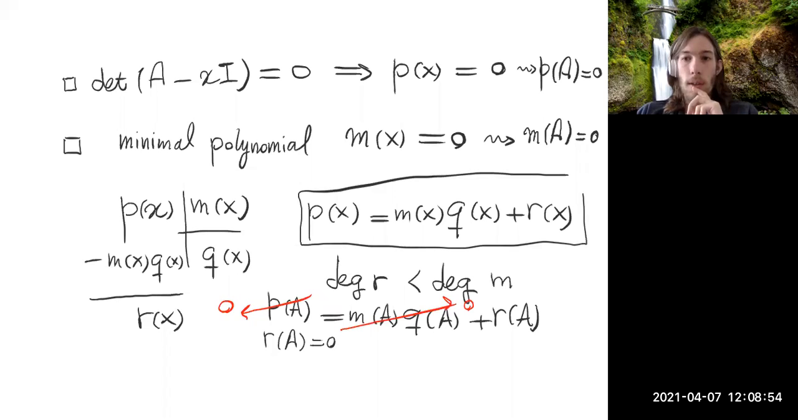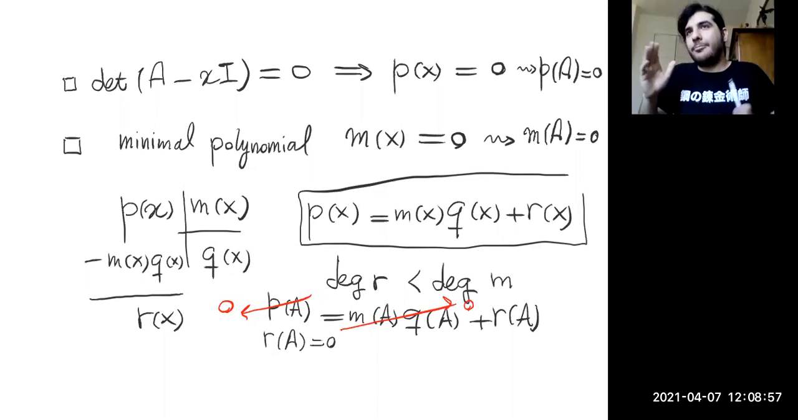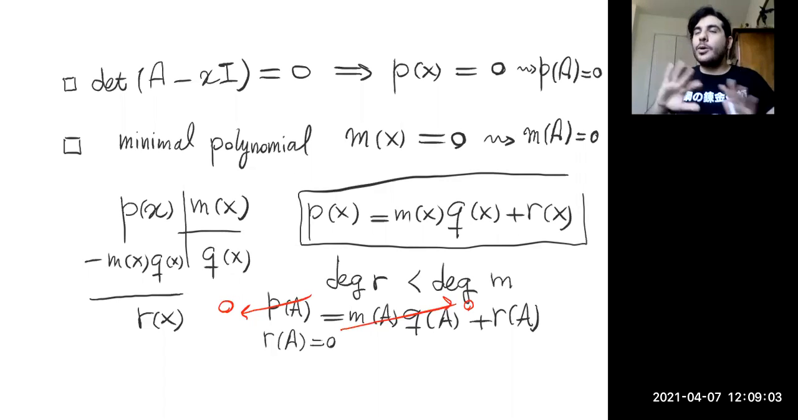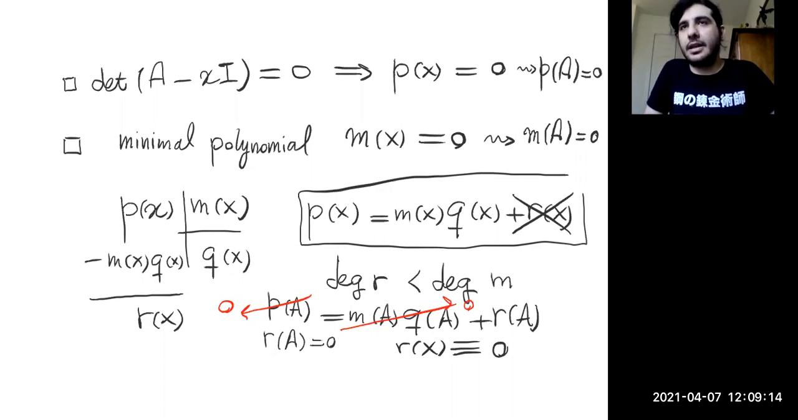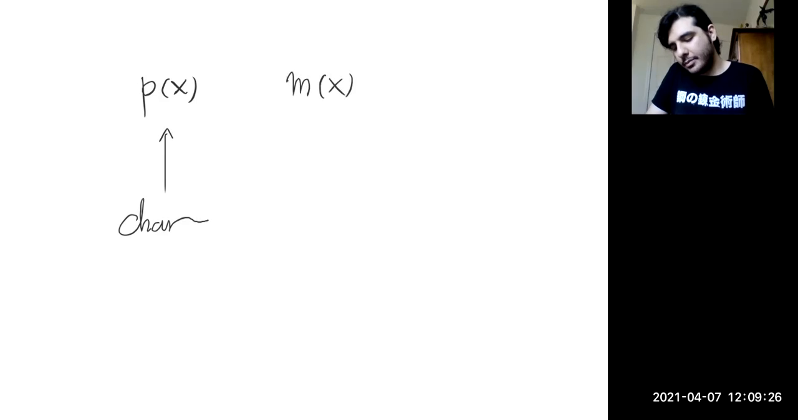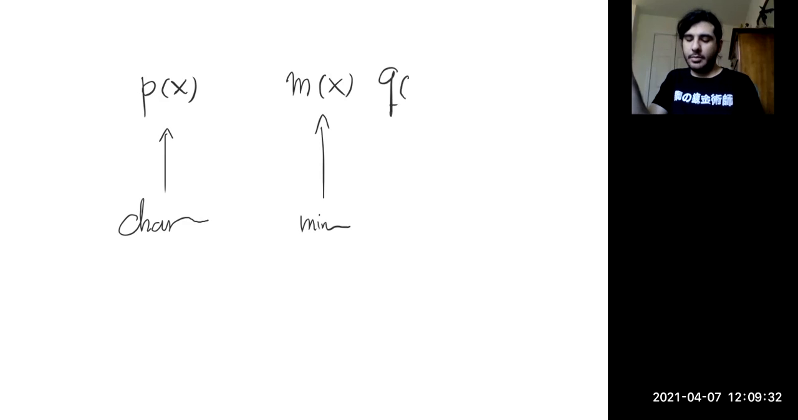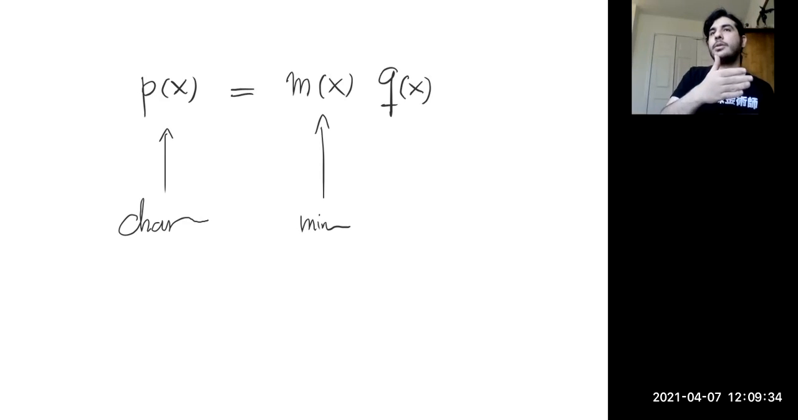Wouldn't the remainder just have to be identically 0 then? Well, yeah, that is true. So the point is that this is a contradiction. It wouldn't be a contradiction only if this r of x as a polynomial is just the constant polynomial 0. There is no r of x here, and that indeed is the case. So if p of x is the characteristic polynomial, and m of x is the minimal polynomial, there is always another polynomial which you can multiply m of x by to get p of x.